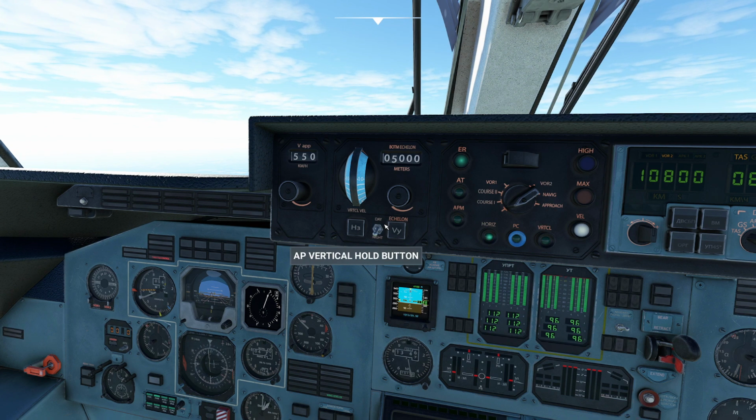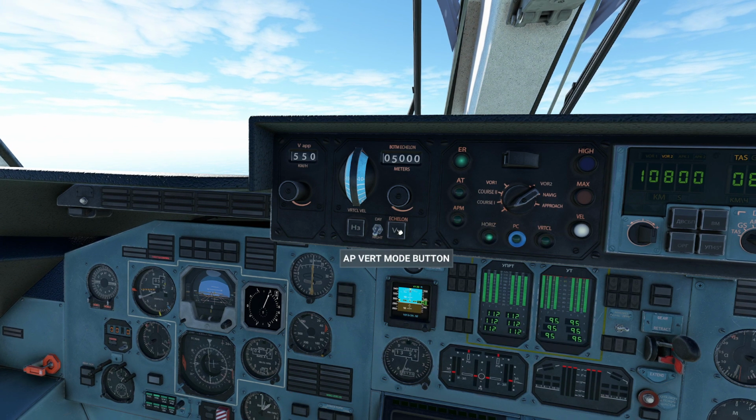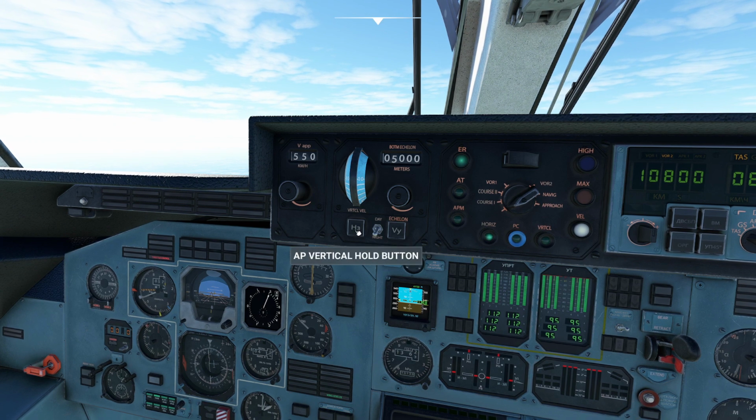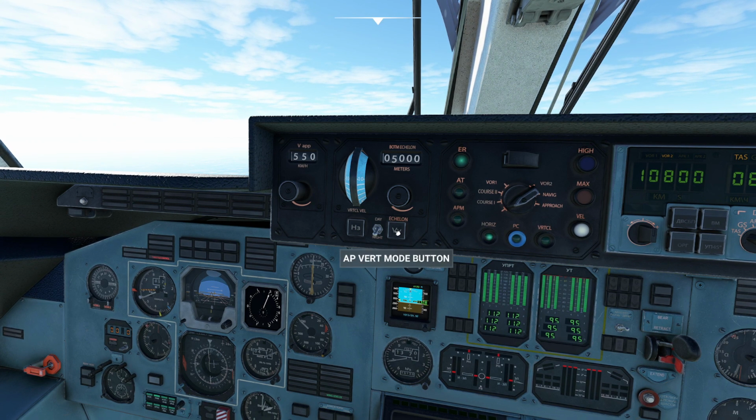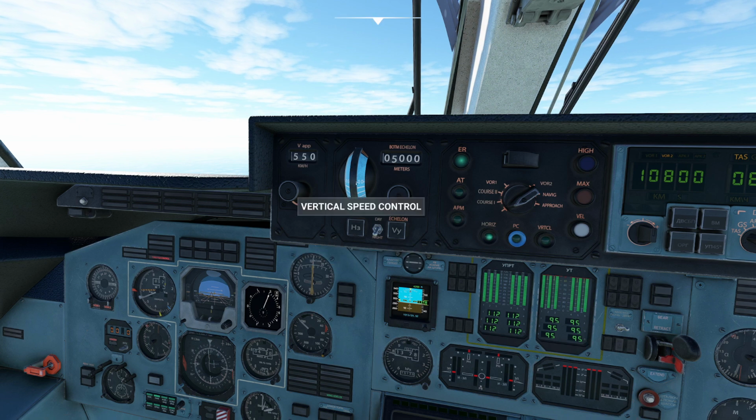You have the vertical hold button on the left, and you have the vertical mode button on the right. Now, this is a little tricky. This one is vertical speed. This one is altitude hold. So if I come over here and I click this button, do you see how this little knob twitched? We are now in vertical speed mode.